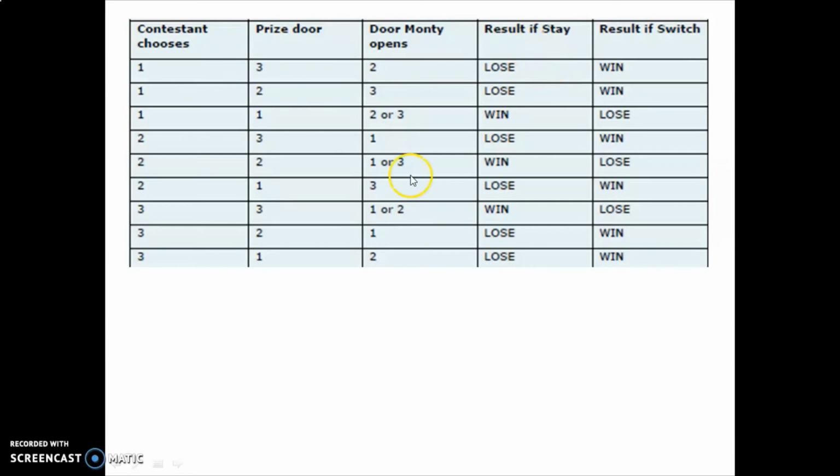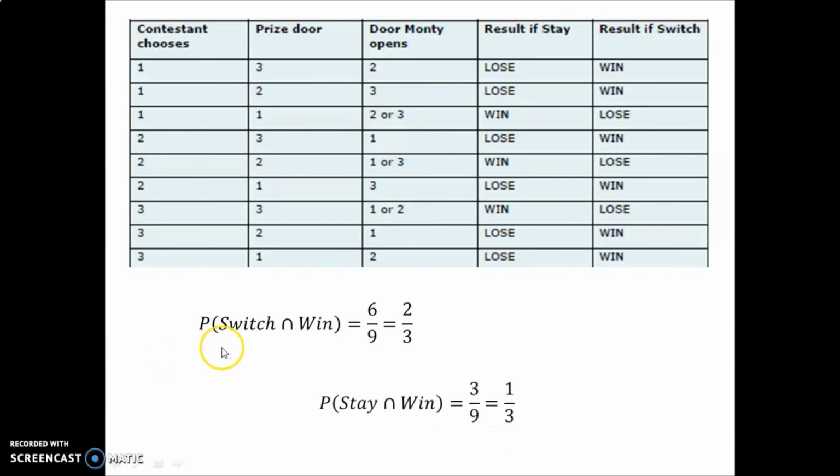Okay, let's take a look. Here's the full table. So if you switch, switch and win, 6 out of 9, you can see here 6 out of 9. Stay and win, only 1 out of 3 or 3 out of 9.